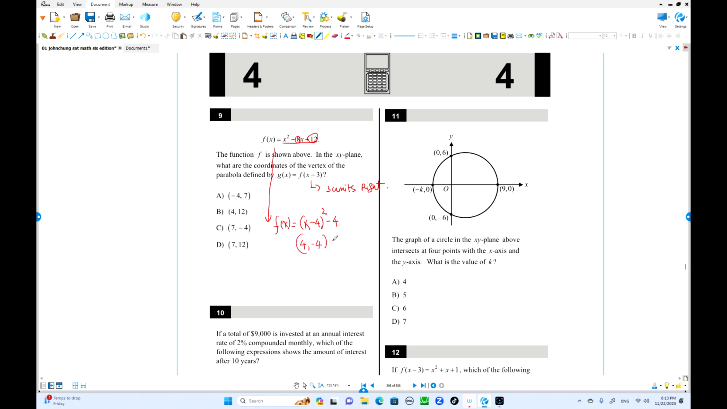That's the vertex. 3 units right. Only the x coordinate moves 3 units right, okay? This is plus 3. Y is nothing. So 4 plus 3 is what? 7 and negative 4. That is the new vertex, okay?